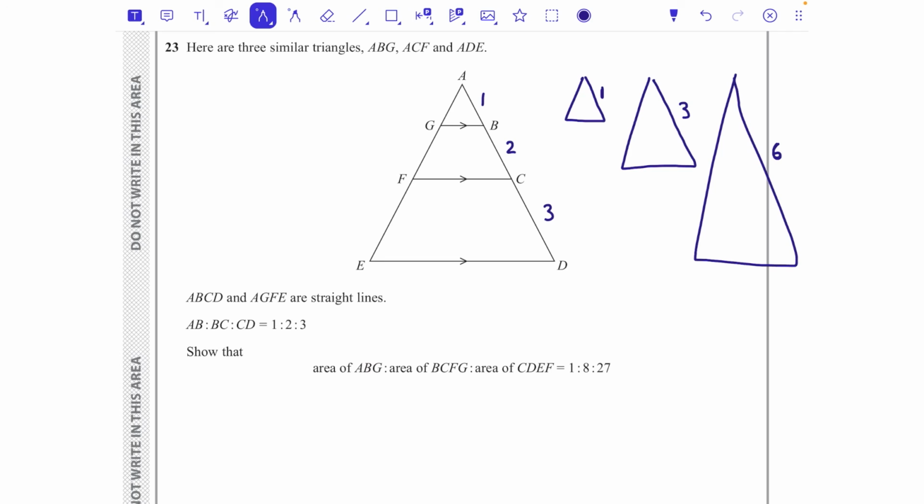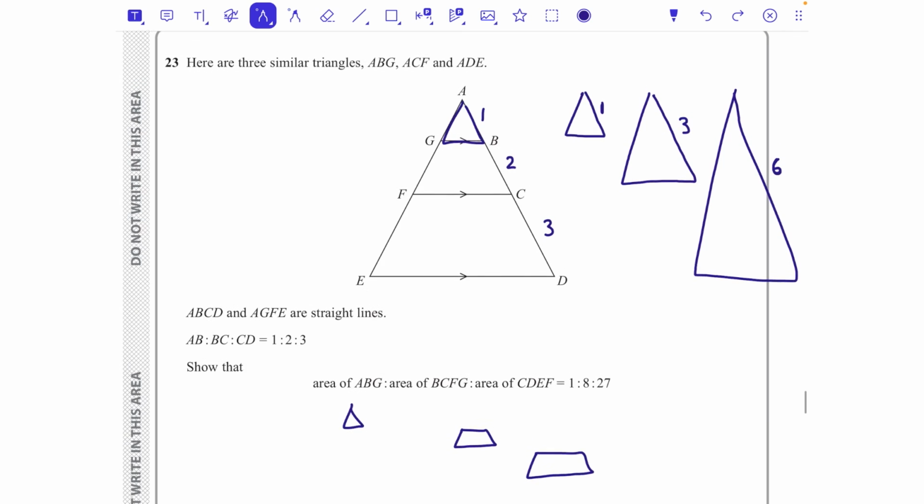Show that the area of ABG, which is the top triangular bit, to the area of BCFG, which is the middle trapezium bit, to the area of CDEF, which is the bottom trapezium bit, is in the ratio 1 to 8 to 27. Okay, so this is talking about areas. So first, let's get our linear scale factors.